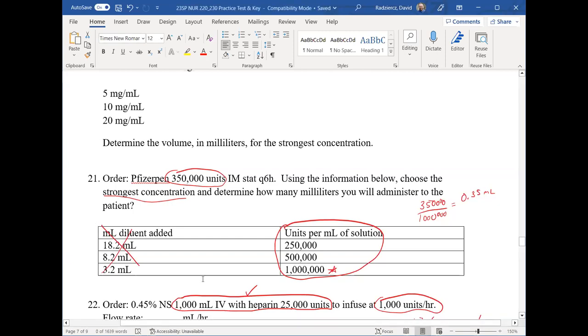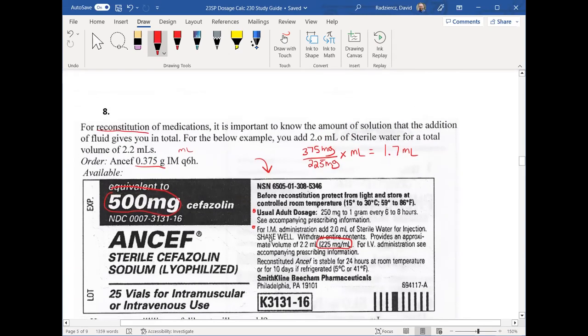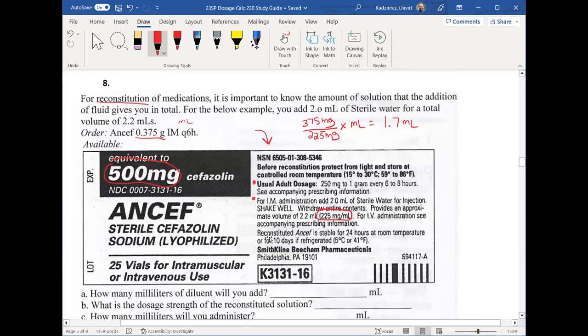The Boyce equivalent for this question, and I think at this point, Boyce students have seen these enough times. Hopefully this isn't a shock, but your reconstitution question is going to look more like this ANSEF question, right? So it'll tell you, you have an order of 0.375 grams intramuscular, and then it's going to ask you how much would you administer, and you might be wondering, well, how do I know how much I'm going to administer based off of, is it tablets, is it capsules?